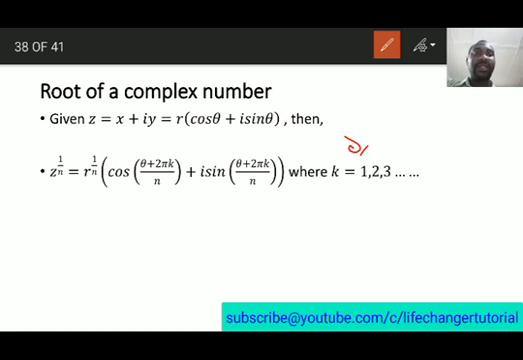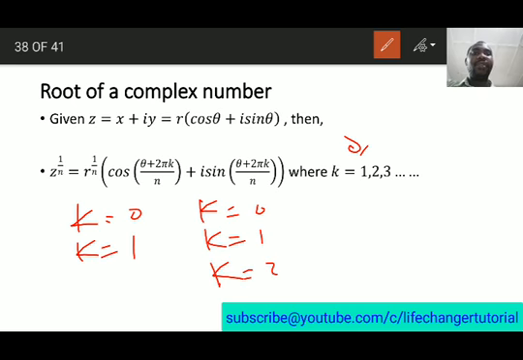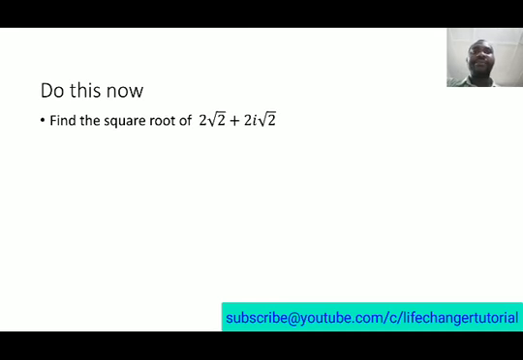Okay, so if I'm looking for the fourth root of a complex number, it means I will have 4 answers. So if I want to find square root, k equal to 0 will give me the first answer. K equal to 1 will give me the second answer. If I want to find cube root, k equal to 0 will give me first answer. K equal to 1 will give me second answer. K equal to 2 will give me the third answer, and so on and so forth. Okay, so let's see an example here.